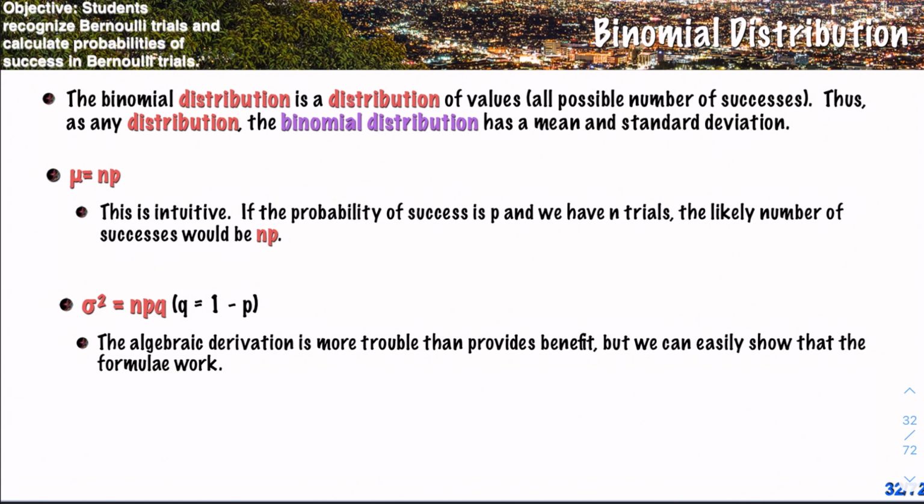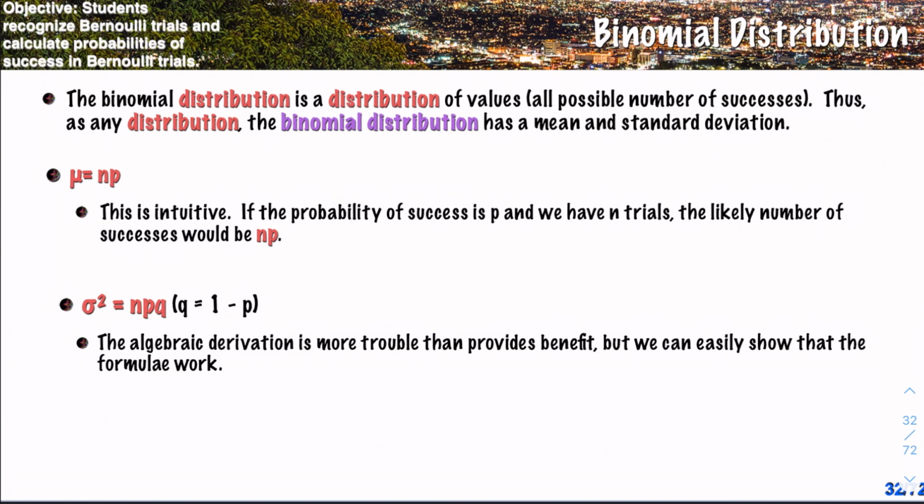Now, the standard deviation is a little more complicated. So first we think variance, or sigma squared, would be n times p times q. So standard deviation, remember q is 1 minus p, is the square root of n times p times q.